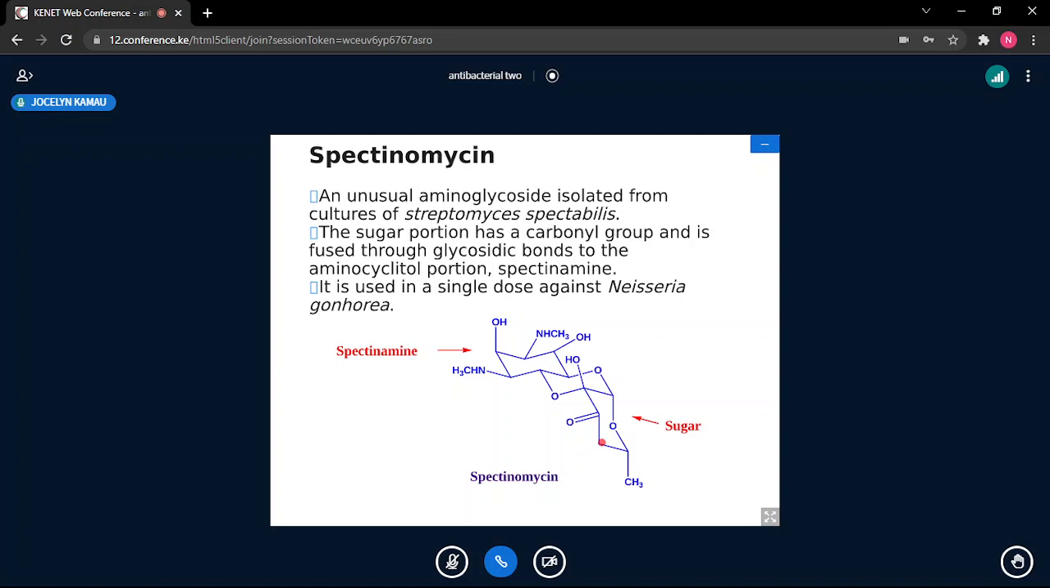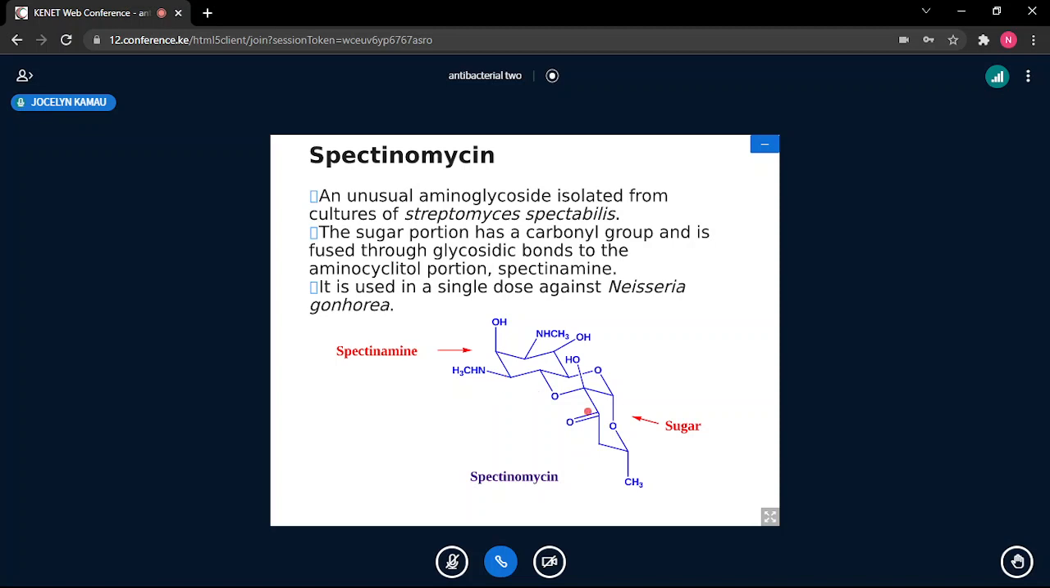In the other one, there is no fusion. Each ring is on its own, and the joining is through the glycosidic bonds. Nevertheless, you can still see even this drug, although it has that small structural difference, and of course you can see there's a ketone there, you can identify that you do have the aminocyclito or the inositol, and you do have your amino sugar, but the two are fused together through glycosidic bonds, unlike in the others where they are joined through glycosidic bonds.